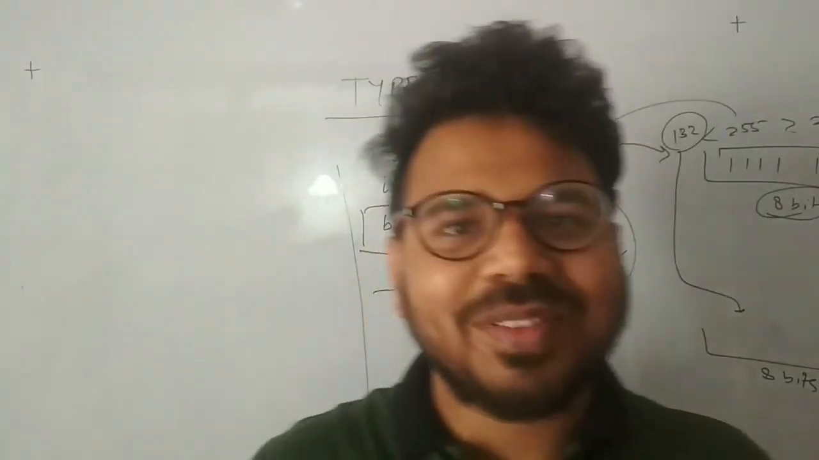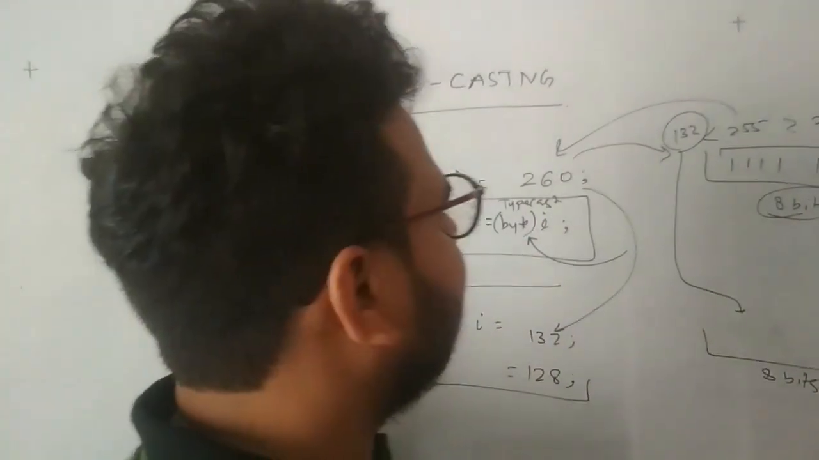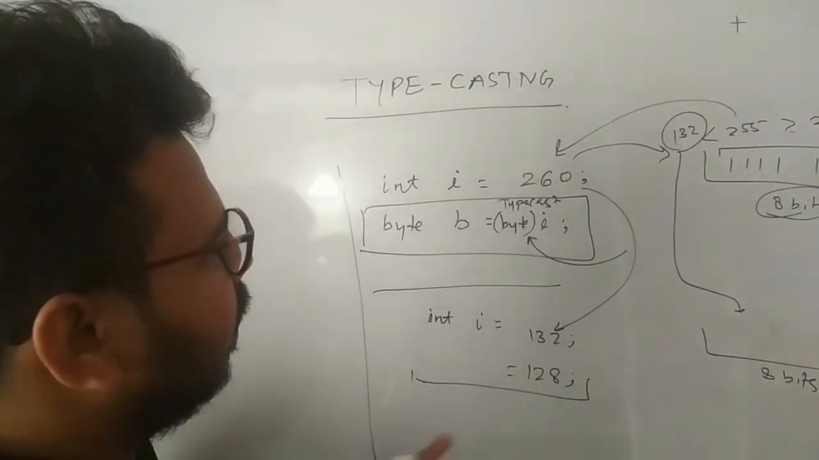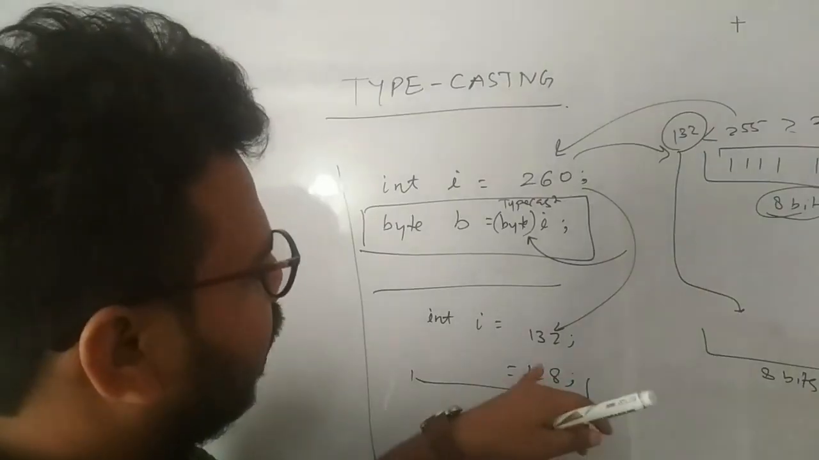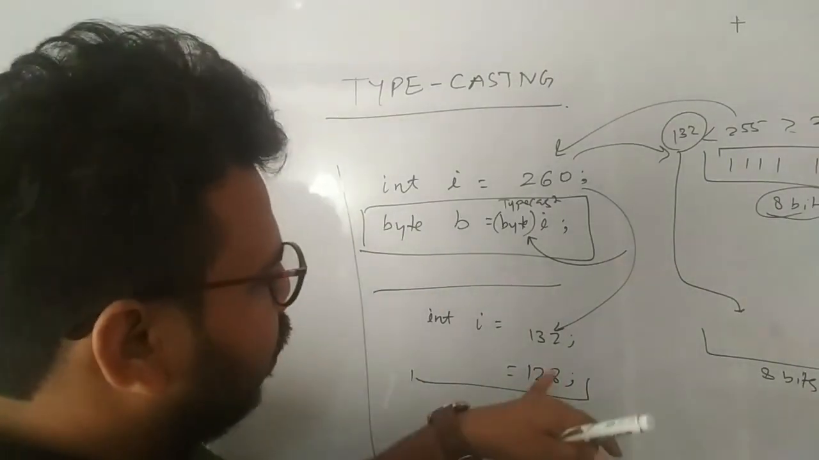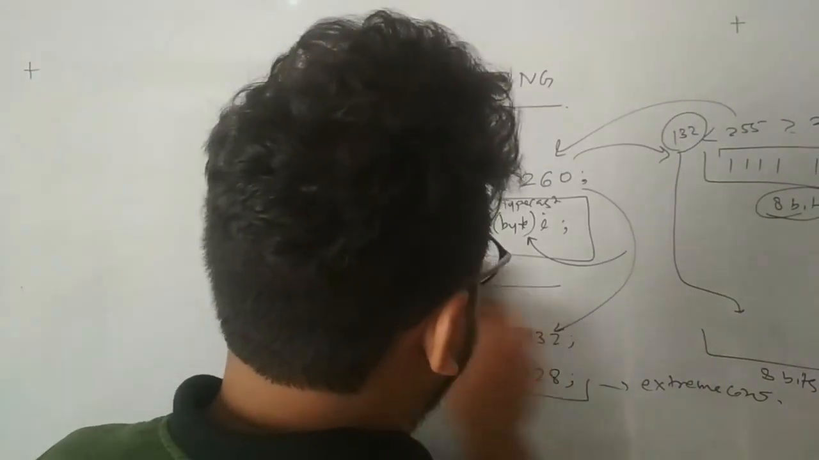So I hope you have been surprised by the output which you saw in the computer. So let's understand the real logic behind it. First of all, I will go with the example of 260. After that, I will go for 132. So let's go and see for 260.